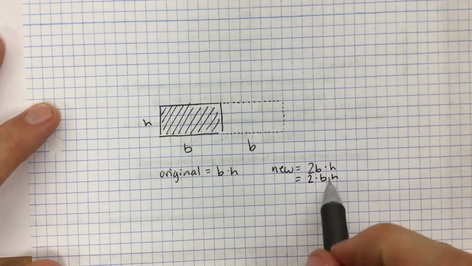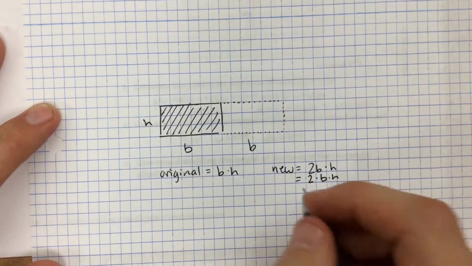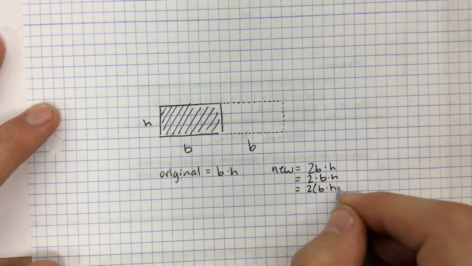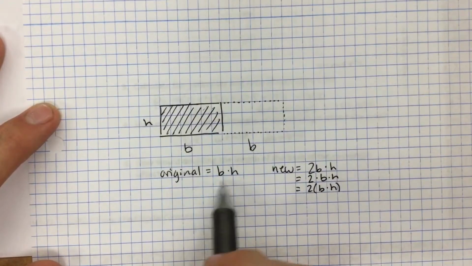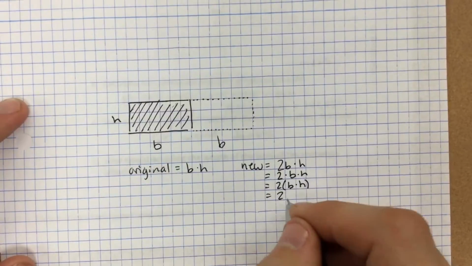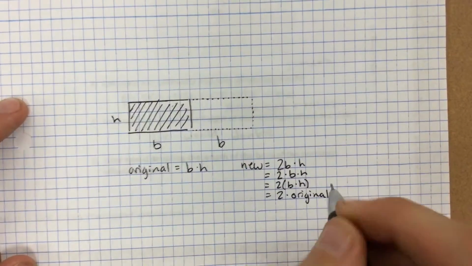I'm just going to separate this out with a symbol. So this 2 times b times h is 2 times b times h. And again, I can rewrite that to be 2 times the quantity, base times height, which we can see now, okay, our original was base times height. Our new one is 2 times base times height. And so similar to the last problem, this is the same as 2 times our original area.